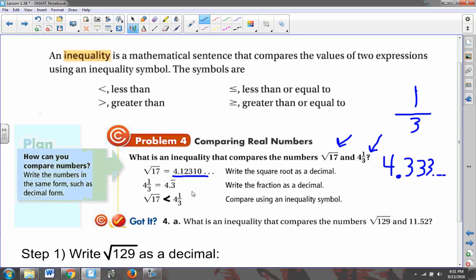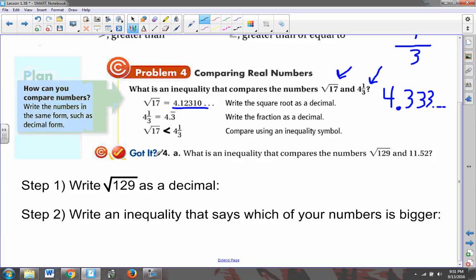Okay, so now what I'd like you to try is number 4a here. Write an inequality, or just order these two numbers for me. Show me which one is smaller and which one is bigger between the square root of 129 and 11.52. Okay, this one's already written as a decimal for you. Don't have to do anything with that, but we do have to change this guy into a decimal. So that's step one. Write that as a decimal, and then write an inequality or show me which one of those is bigger. Okay, so pause the video, figure out which one of these two numbers here is bigger, and then come on back and I'll show you what we should get.